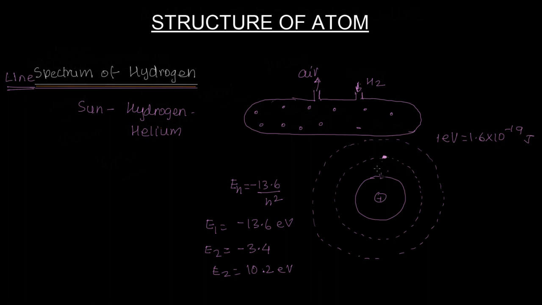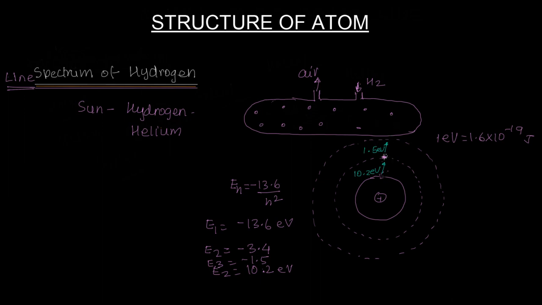Correct. Okay. And if you give it some more energy, what is my E3? My E3 is approximately minus 1.5, right? 13.6 upon 9 is 1.51. I take it as 1.5. So what happens? An energy of 10.2 eV kicks the electron from here to here, and a further 1.5 eV kicks it from second to third.